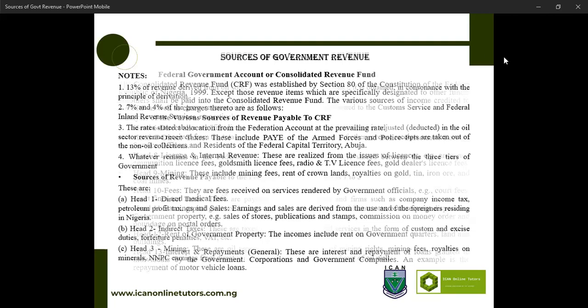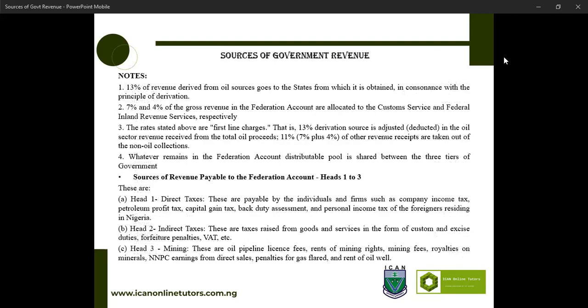Don't forget that Ed 1 to Ed 3 belongs to who? Federation accounts. Ed 6 to 17 belongs to the Consolidated Revenue Fund accounts.